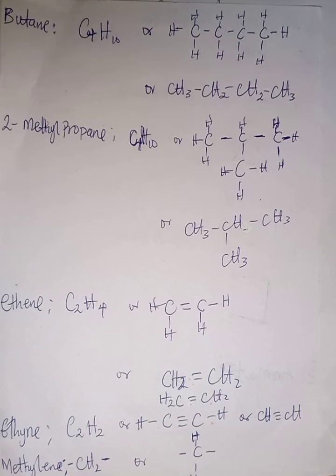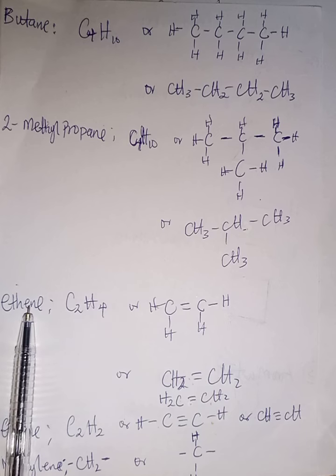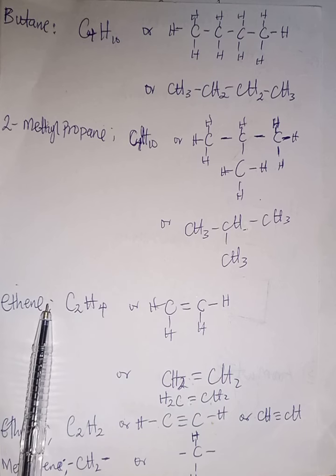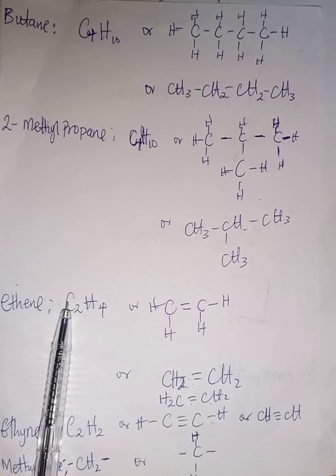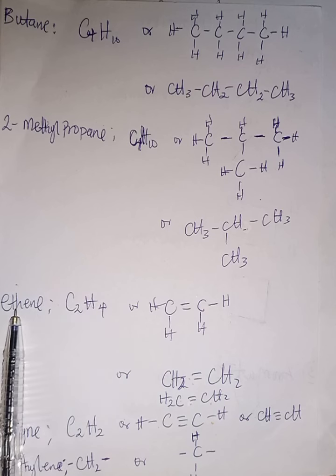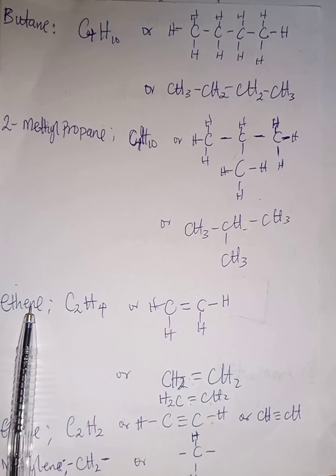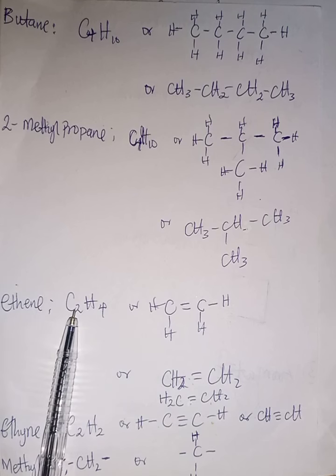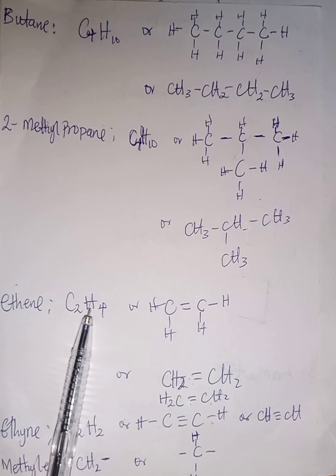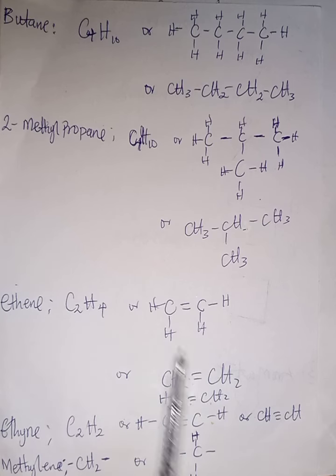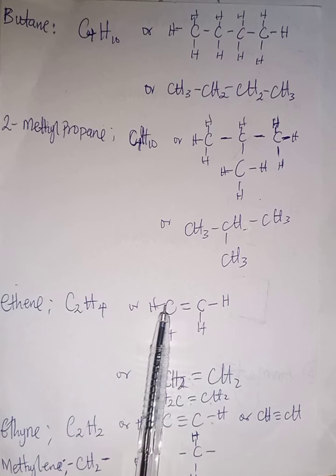Then we also have ethene. Look at it, ethene. Ethene is from the alkenes. Remember I told you ethene is the simplest member of the alkene series, and it's number 2 in that series. So that's why we have 2 here, C2. We have 2 carbon atoms, H4, 4 hydrogen atoms. So you put 2 carbon atoms, 1, 2. Ensure you join the 2 with a double bond.